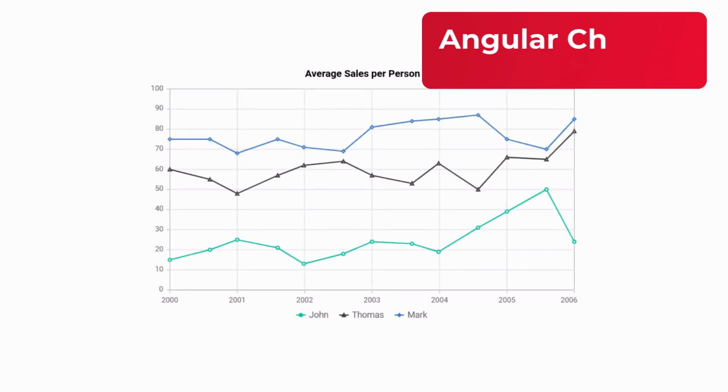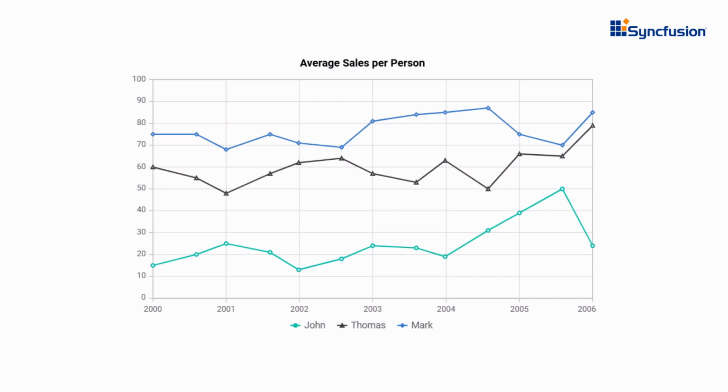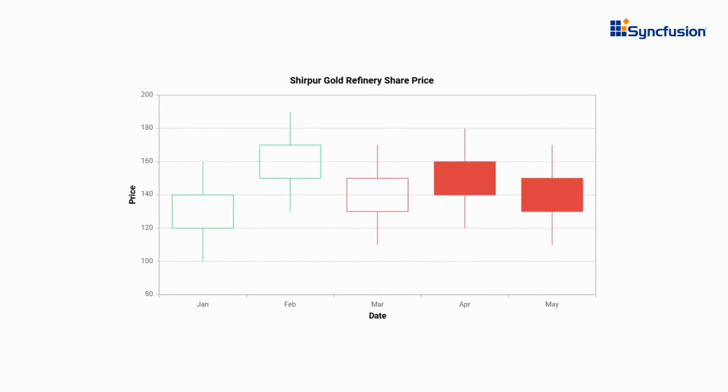Welcome back, everyone. Let's continue exploring the features of Syncfusion Angular Charts. In this video, let me talk about three features that make Syncfusion Angular Charts more interactive: the Tooltip, Crosshair, and Trackball. Let's start with the Tooltip feature.